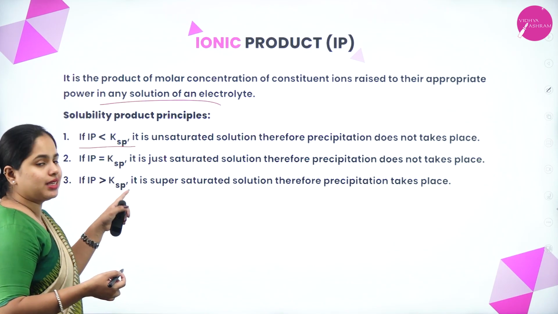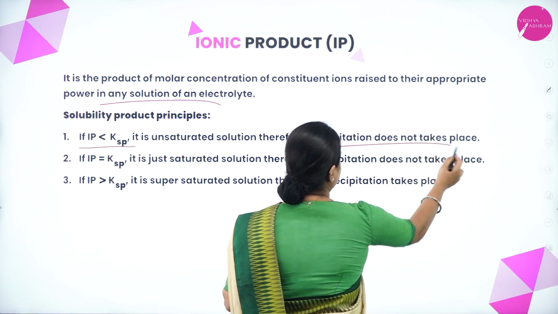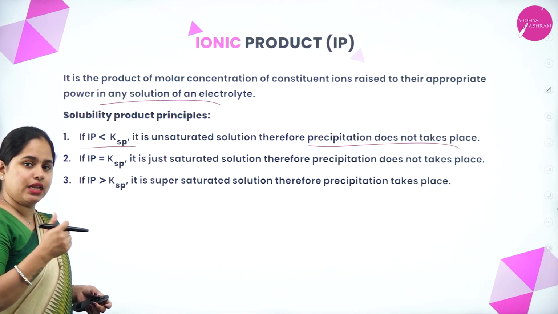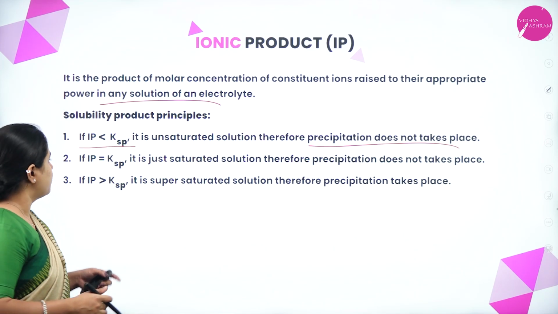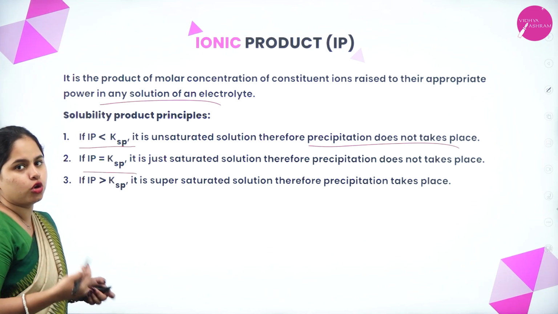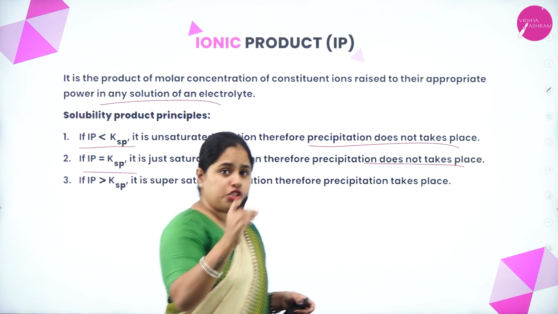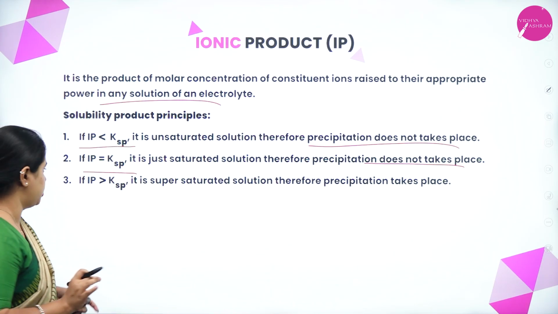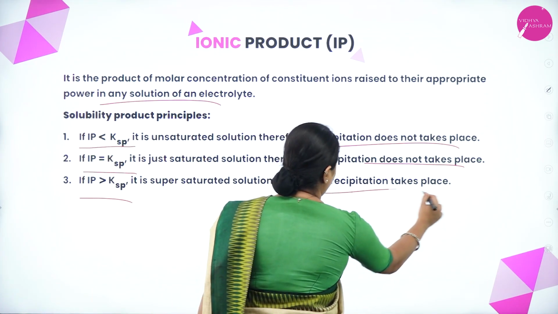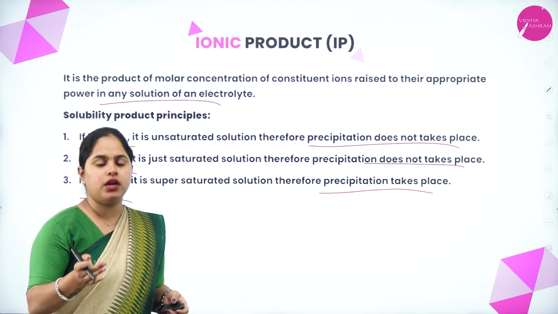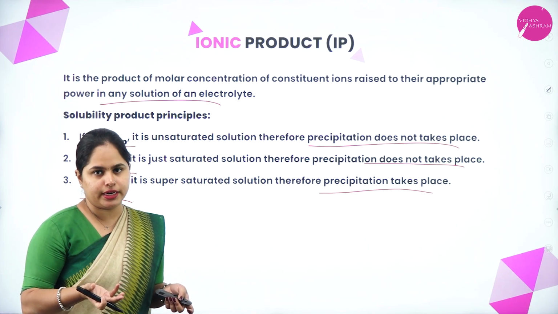Let us see. So if ionic product is less than the solubility product, it is unsaturated solution, therefore the precipitation does not take place. Okay, so if the ionic product is less than solubility product, precipitation will not take place. It is still an unsaturated solution. Okay, now if both of them are equal, ionic product and solubility product is equal, it is just saturated solution, therefore precipitation does not take place. That means just now it has become a saturated solution. Now if ionic product is greater than solubility product, it is super saturated solution, therefore precipitation takes place. So this you have to remember, how ionic product and solubility product are related, and based on that how you can determine whether the precipitation will take place or not.